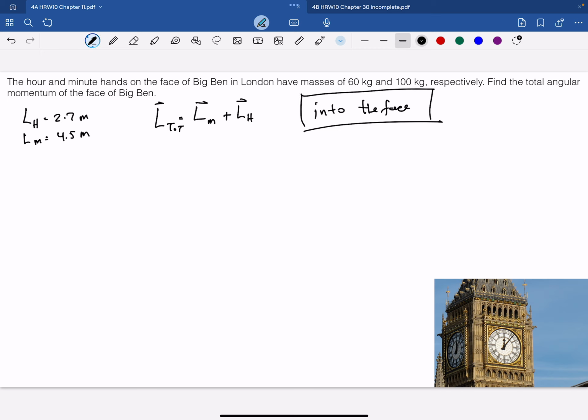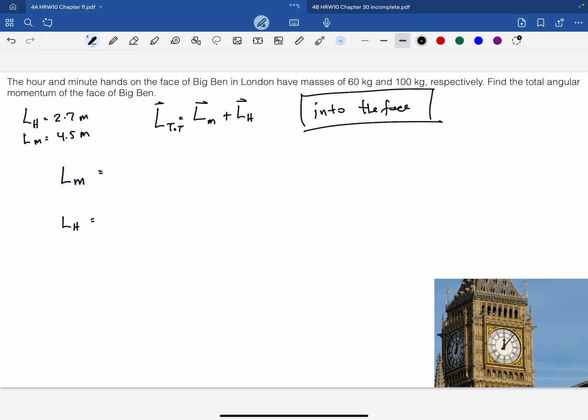Now, what if you had a weird situation where one hand was going clockwise, but the other one was going counterclockwise? It's broken, but you would subtract because the directions would be different. So you can add them as vectors. From here on out, I'm just going to drop vector signs because I know they're both in the same direction and the total is into the face of the clock. So I need to find the angular momentum of the minute hand and the angular momentum of the hour hand.